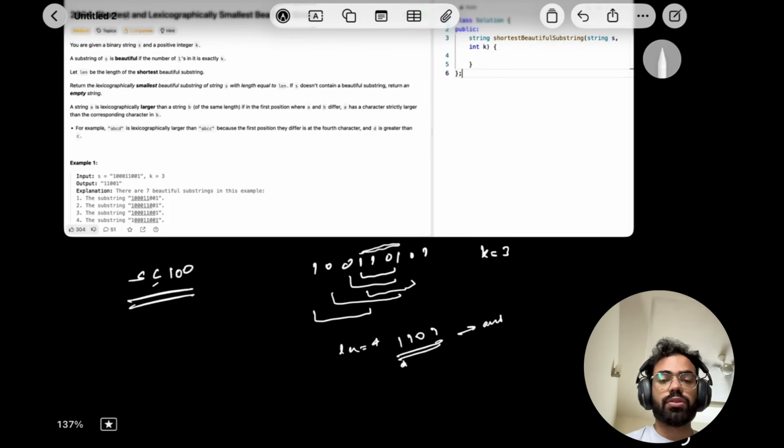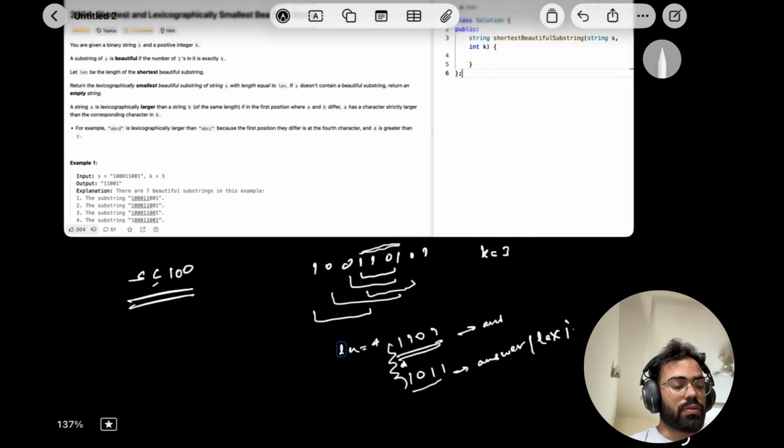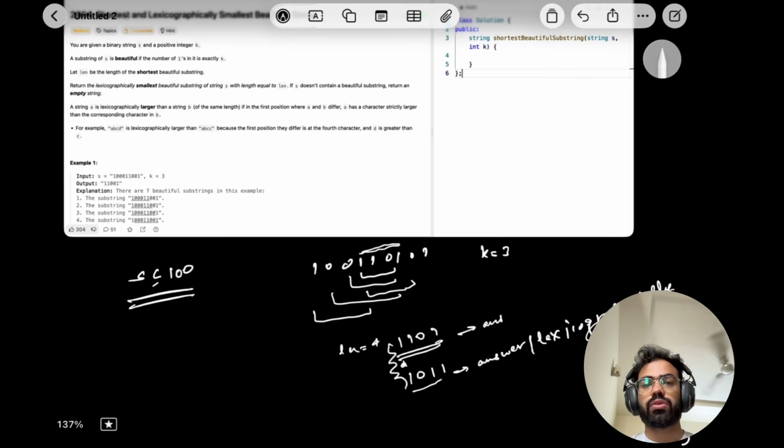Now let's assume there is another one like 1011. If both have the same length, we take the smaller one. Which one is smaller? This one is smaller, right? So this will be the answer. Now lexicographically smaller. So this is the entire question.